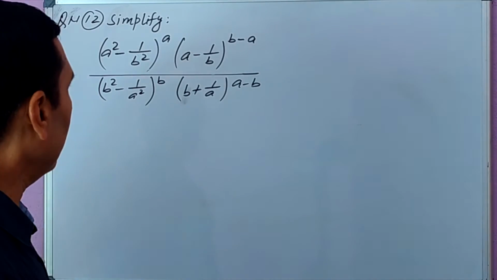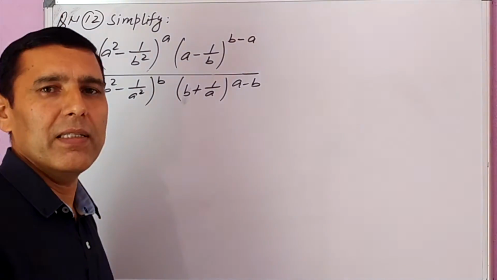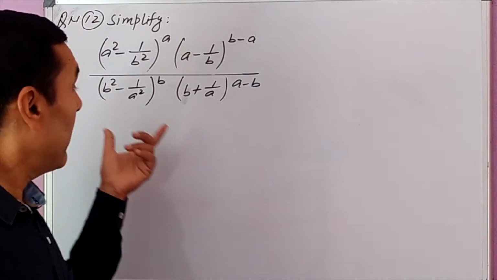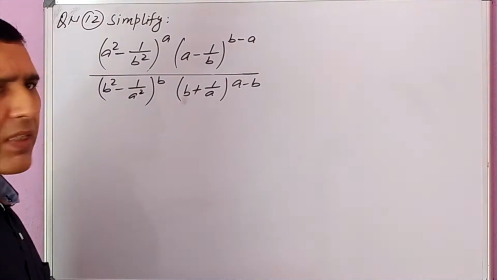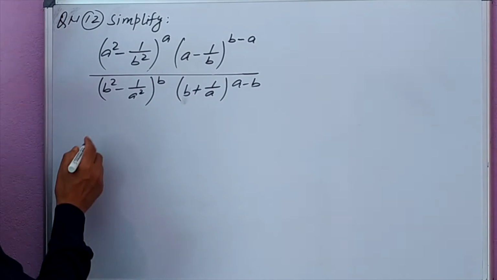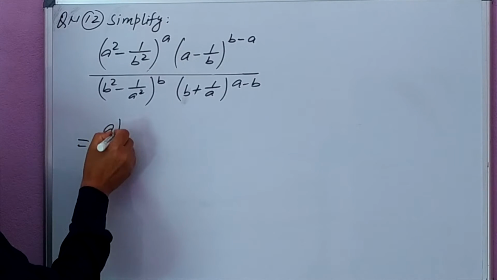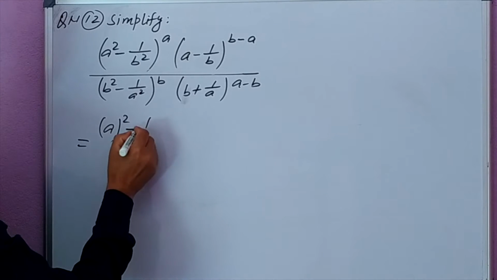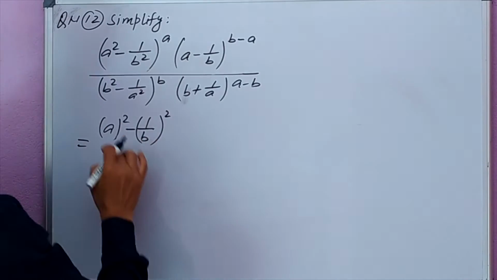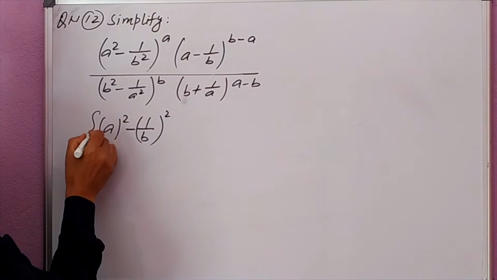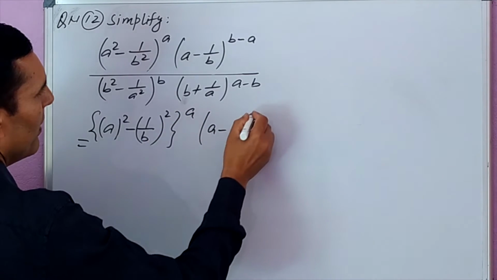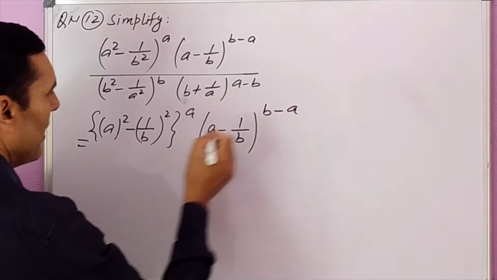So one factor will be cancelled. When one factor can be cancelled in numerator and denominator, it changes into a very simple form. It will be shorter also. So I am simplifying this by cancelling one factor in numerator and denominator. Let's start. So first of all, this a square 1 upon b whole square, we can write this as a square, and 1 upon b square is 1 upon b whole square, whole to the power a, and this a minus 1 upon b to the power b minus a, we write as it is.